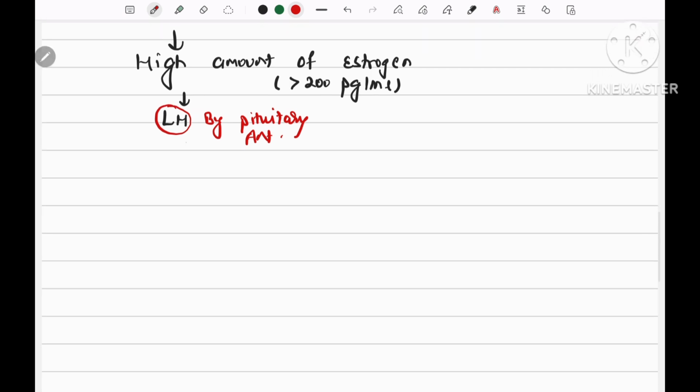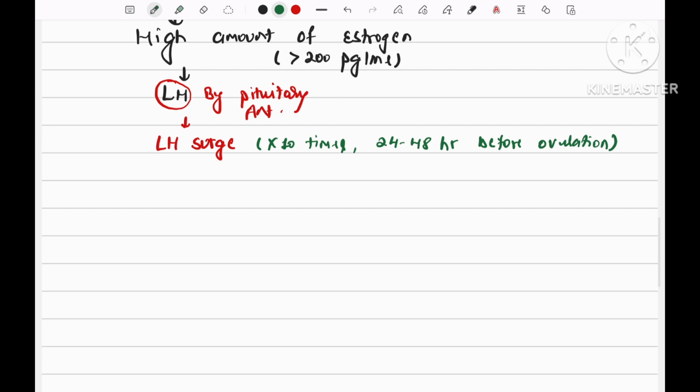And when the LH level increases to the maximum amount, there is an LH surge. LH surge means an excessive amount of LH is produced. During this LH surge, the LH level increases by more than 10 times, 24 to 48 hours before ovulation. After the LH surge, ovulation occurs after 24 to 48 hours.